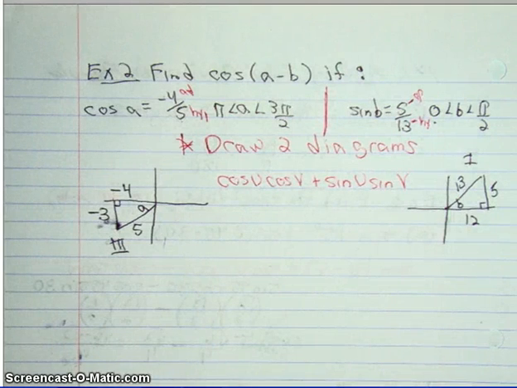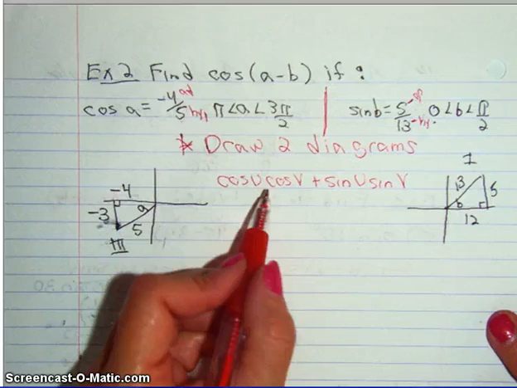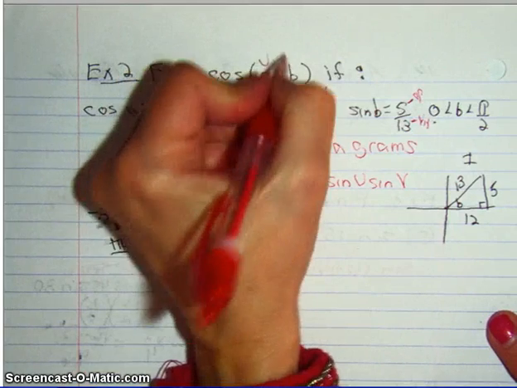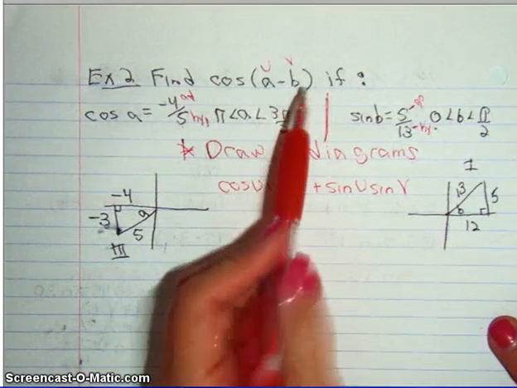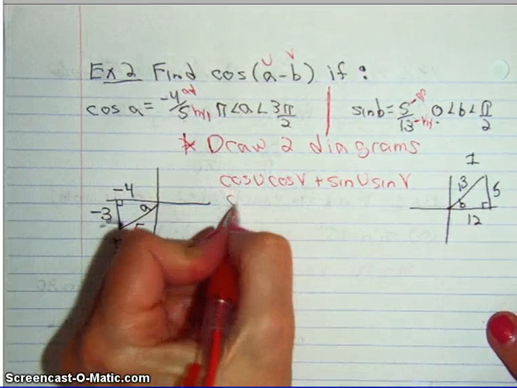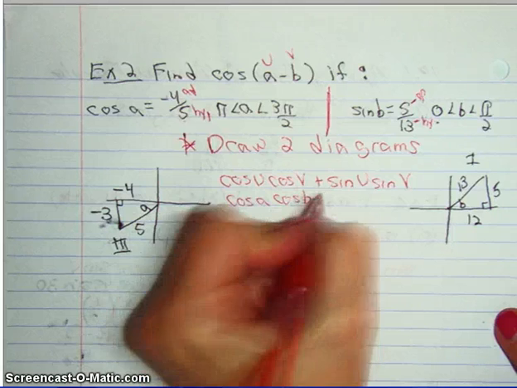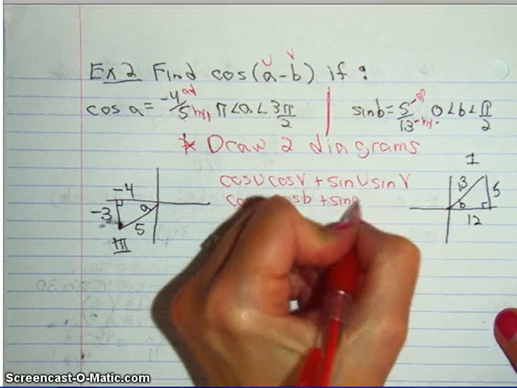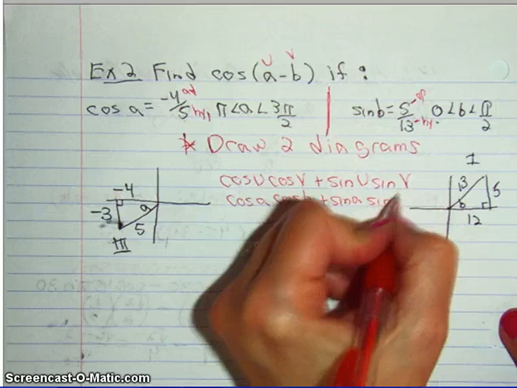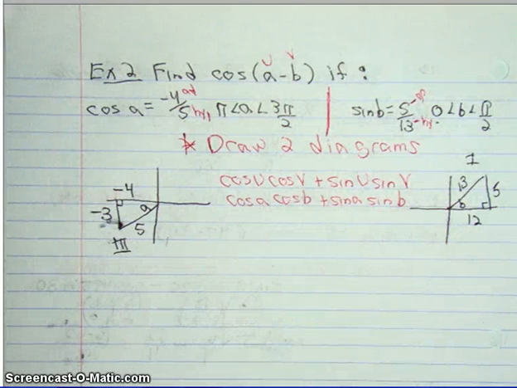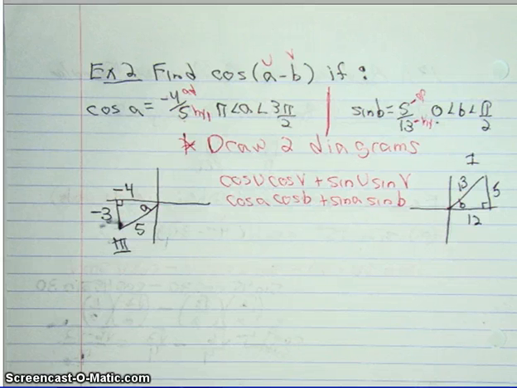Okay. Now, if it's going to help you, remember u, v. So a and b are like your u and your v. So we're really doing cosine a, cosine b, plus sine a, sine b. So if it's going to help you, change to our a's and b's instead of the u's and v's. Okay? Now you guys just have to pluck them right off the graph. Okay? So look at your picture.